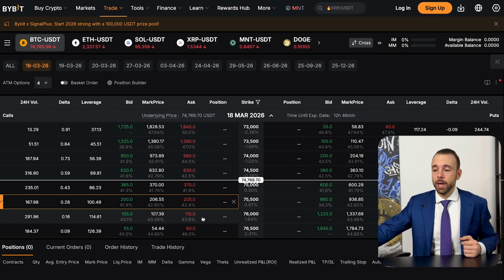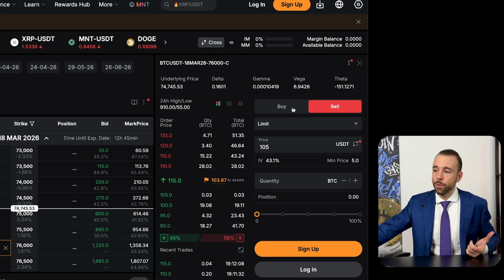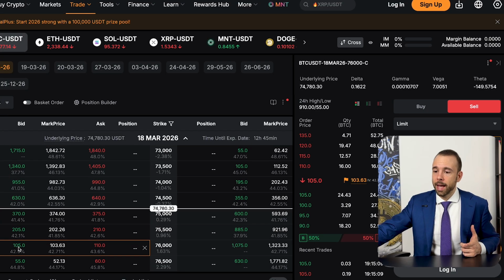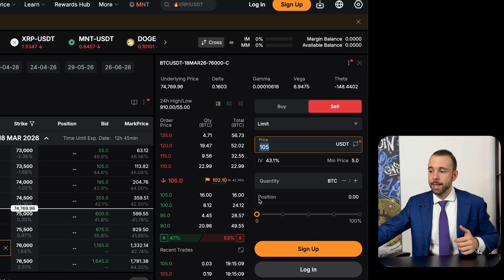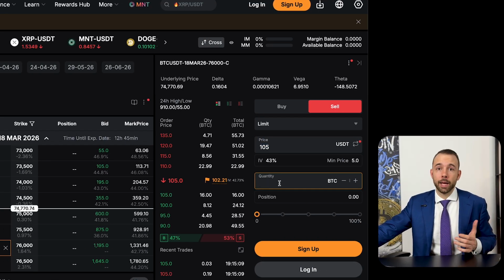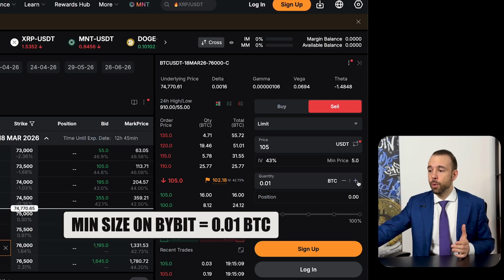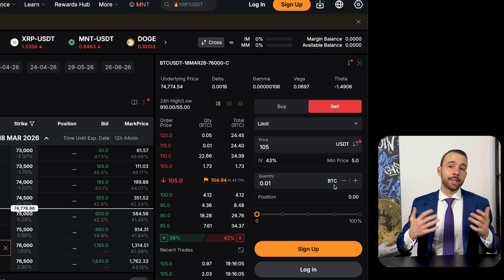And if I would like to trade, I have to click on the strike price, and basically I have to select what I would like to do. Would I like to buy or would I like to sell this option? Select the price for the option. For example, if I'm going to sell, I can select the best bid price, so the green price in this case, because I'm going to receive the premium, and then select the quantity that I would like to trade. On ByBit, the minimum trading size is equal to 0.01 BTC. And then I have to click on execute this trade.